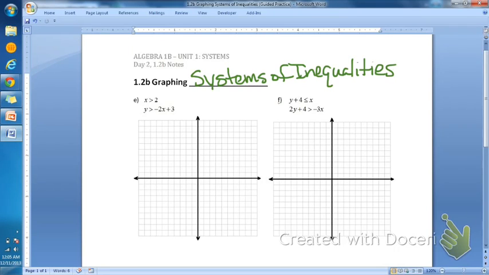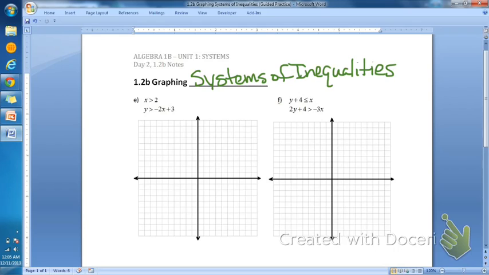So we're continuing our lesson on solving systems of equations and inequalities with graphing. This part B of lesson 1.2 is now we're solving systems with graphing of inequalities. So we're going to combine the ideas of how to graph inequalities that you learned in lesson 1.1 and graphing our systems of equations in the first part of 1.2 and put them together to graph these inequalities.